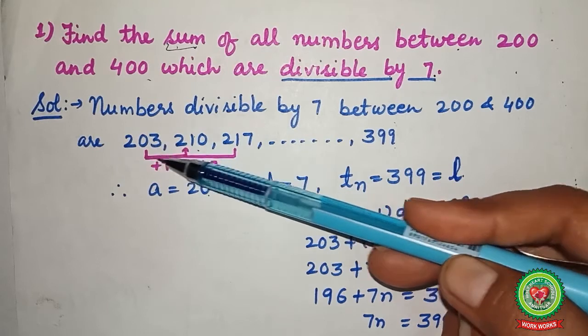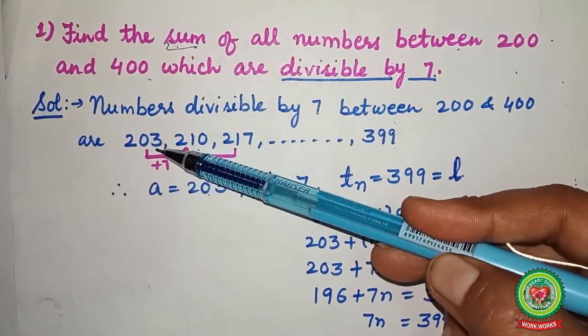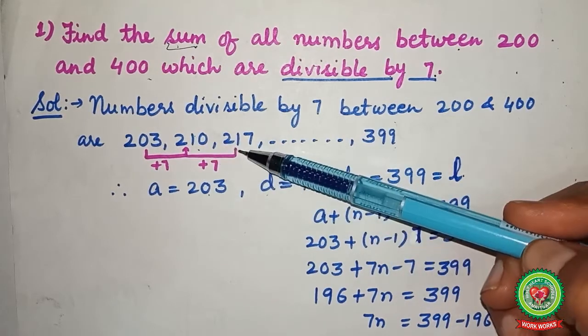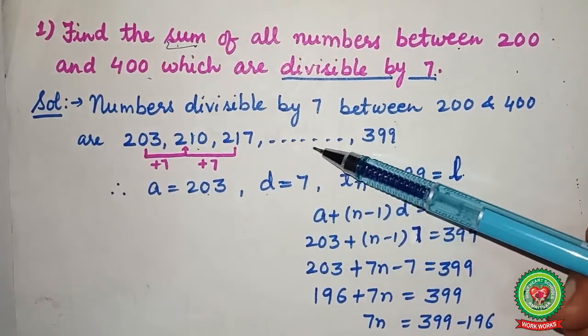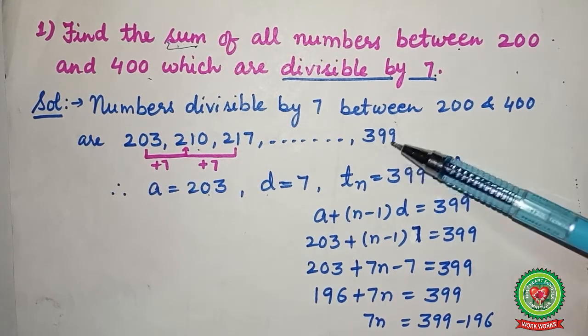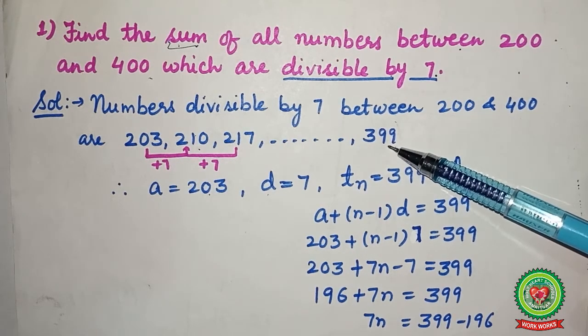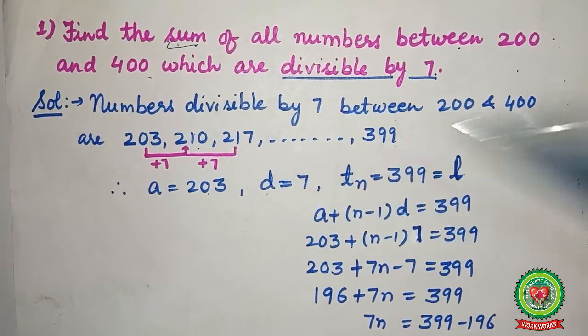Other numbers we can find by easily adding 7 to them. So it will become 203, 210, 217 and so on. Similarly, we check from the end also. Check for 399. Is it divisible by 7 or not? It is divisible by 7. So we are getting a series here.